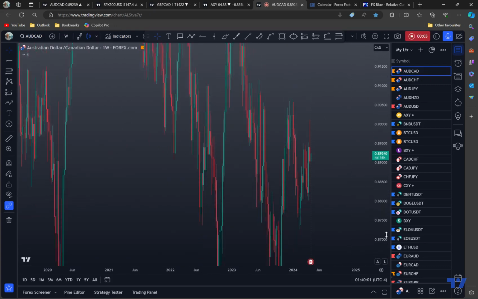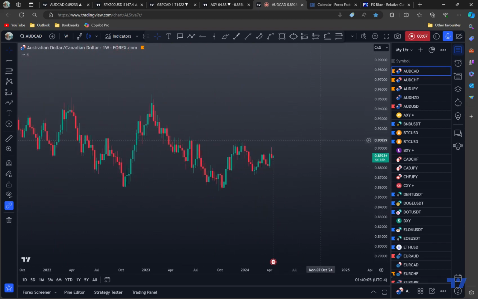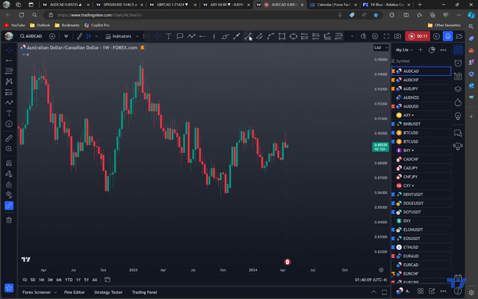Traders, we're looking at the Aussie CAD. I'm just going to go out to the weekly time frame. My bias with this at the moment would be bullish more than anything. I'm following this price action through here. Now it's traded into a bearish order block up in here, but you can see that it reacted off that.